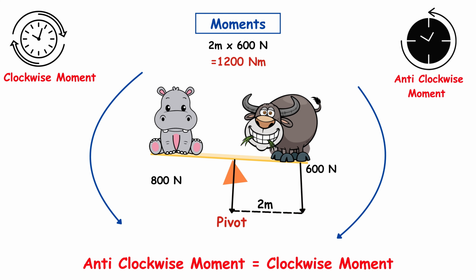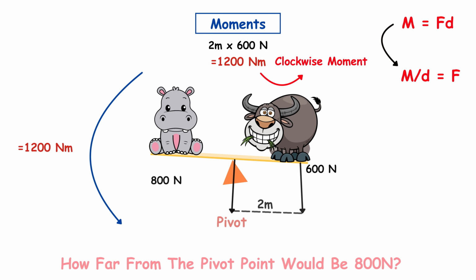For instance, imagine you want to find out how far from the pivot you need to place an 800 newton force to balance a clockwise moment of 1,200 newton meters. To do this, we rearrange the formula so that distance equals moment divided by force. So 1,200 divided by 800 gives us 1.5 meters. This means that the 800 newton force needs to be applied 1.5 meters from the pivot to balance the seesaw and keep it in equilibrium.